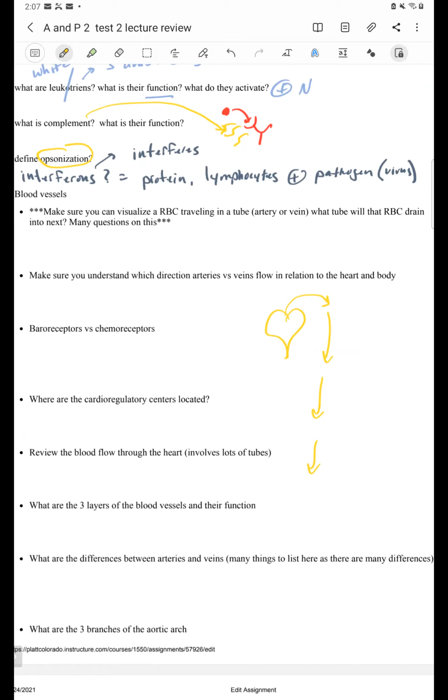Okay, well, the answer would be the popliteal artery, because the femoral artery is going down the leg, and eventually it's going to turn into the popliteal artery, which is behind the knee.